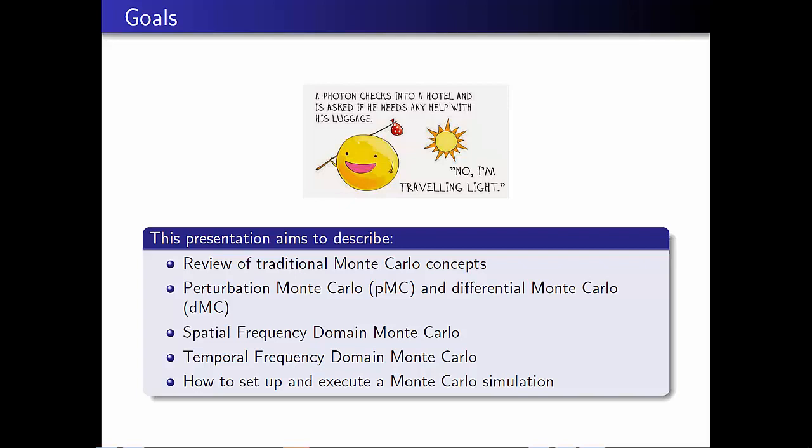Many of you, I think, are working in the spatial frequency domain, taking measurements with modulated light. So I'll describe how you derive the Monte Carlo estimator for that. There are also temporal frequency measurements that are taken, and I'll derive the Monte Carlo estimator for that. And in the second half, I'll describe how to set up a Monte Carlo simulation using our software, just so that you could run one. You're going to run some this afternoon, but I'll give you a few more details.